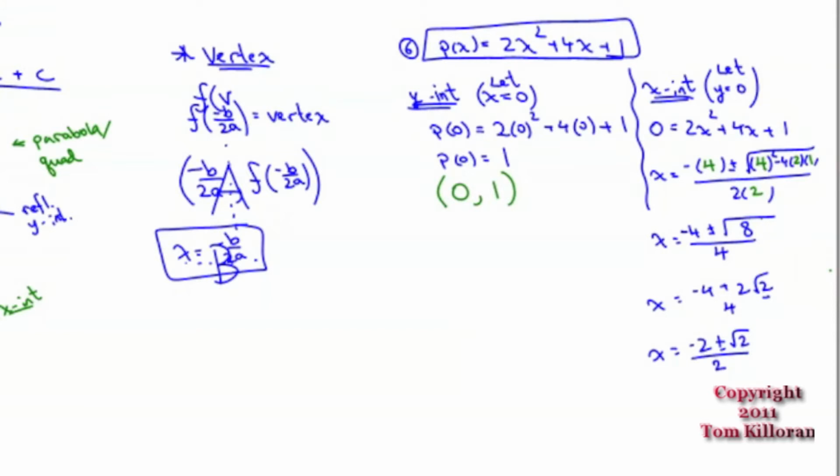Problem. The book wants it in decimals and so do I. So you can't say, well, there's my answer, because that tells you absolutely nothing. I don't know where to put these as coordinates on a piece of graph paper. So I need to know what negative 2 plus the square root of 2, divided by 2, is, and negative 2 minus the square root of 2, divided by 2.